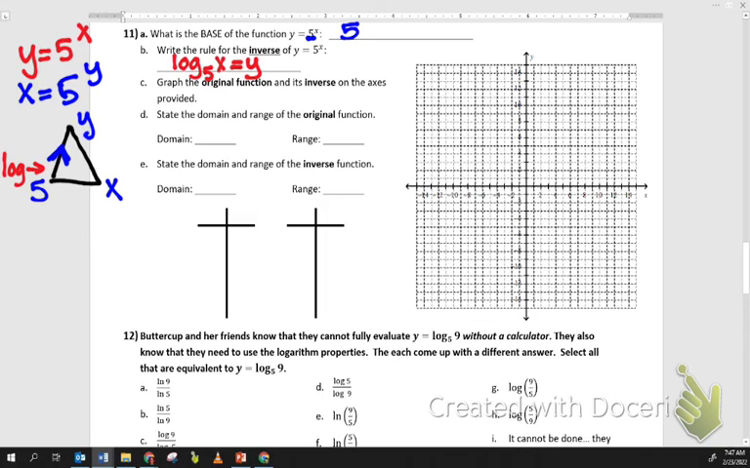But now we want to graph the original function and its inverse. So I am going to move down to our tables. I have x and y. And I know that I'll use my 5 x's that we always use.